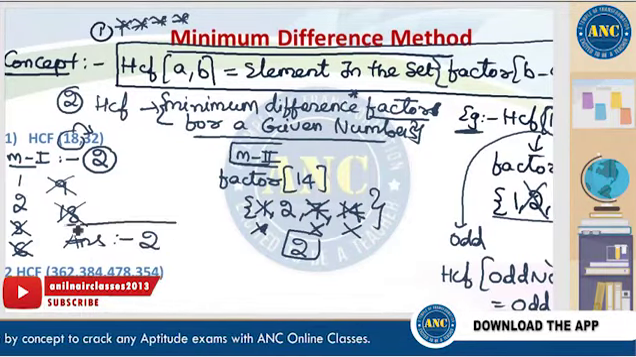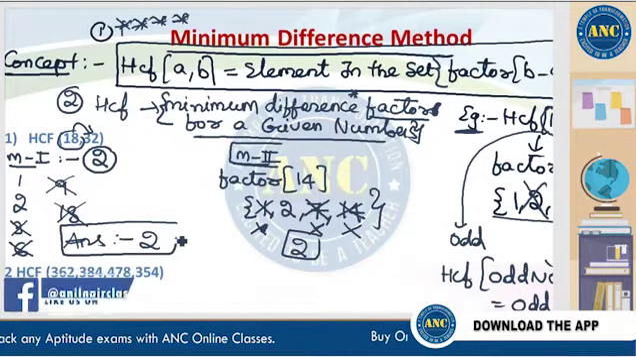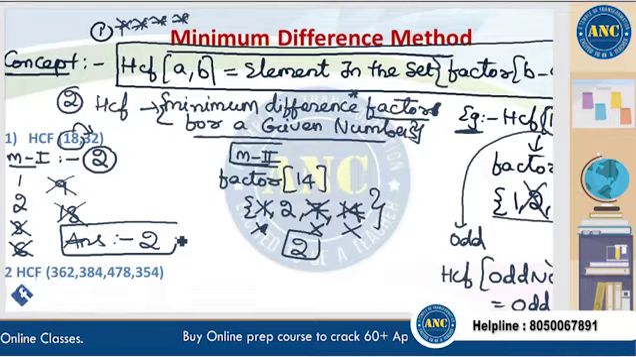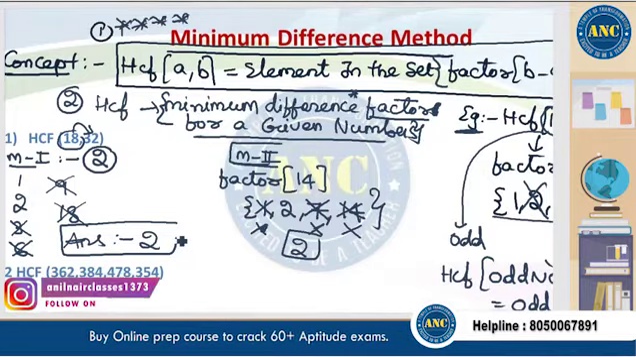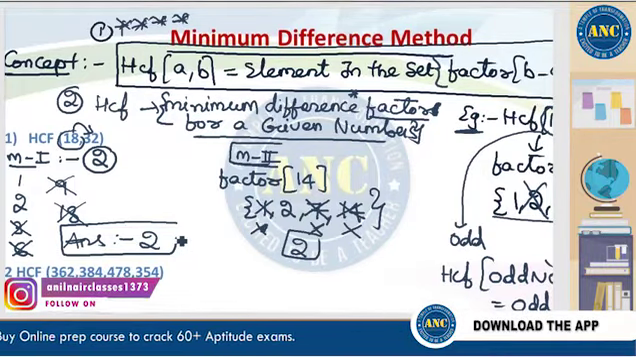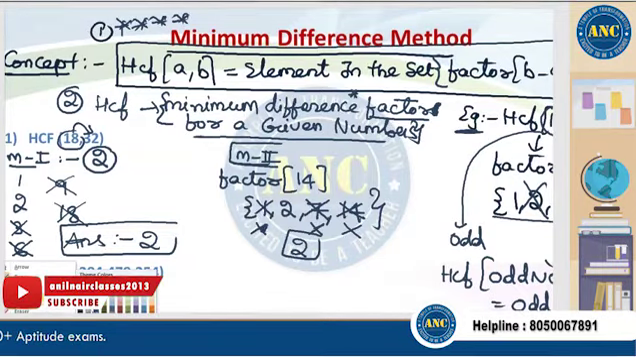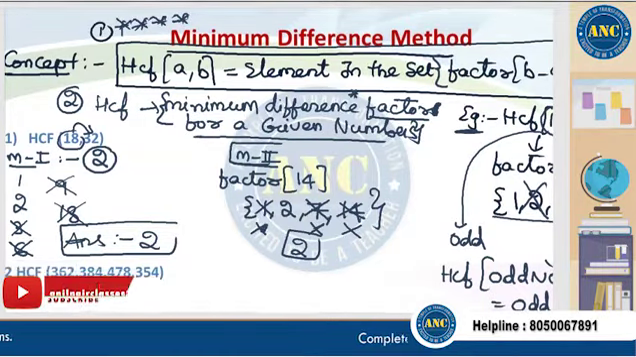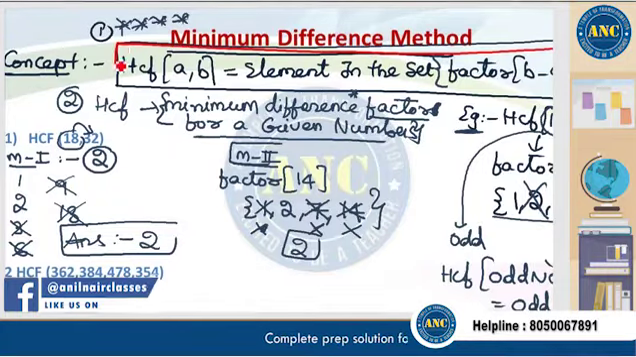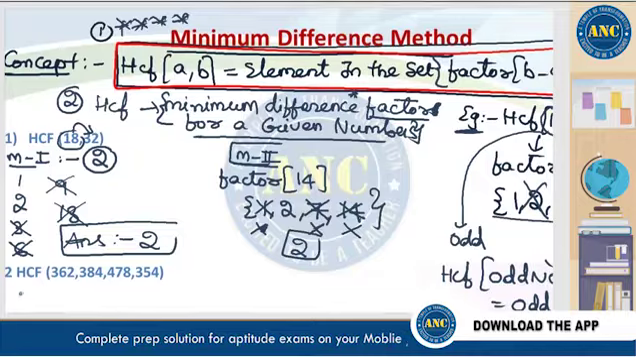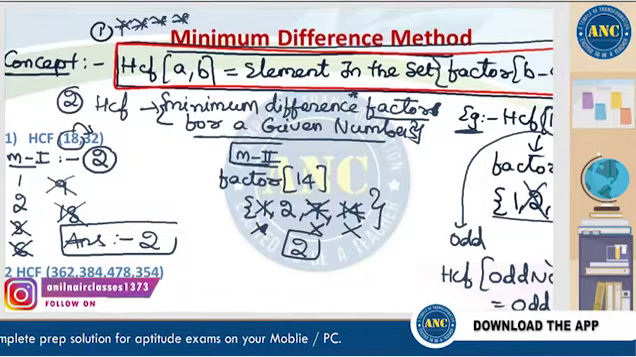Are you all with me? Both the methods have given the same answer. HCF of any two numbers: 1 is an HCF of any two numbers. The answer is an element in the set factor of b minus a.